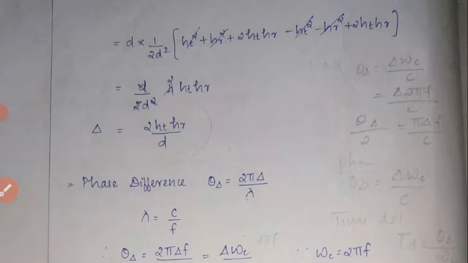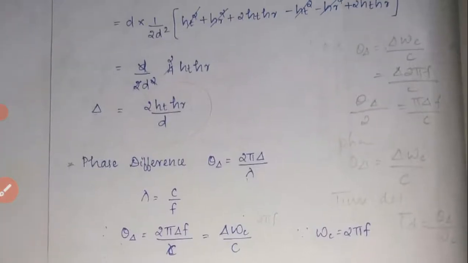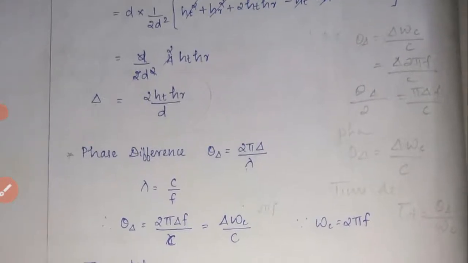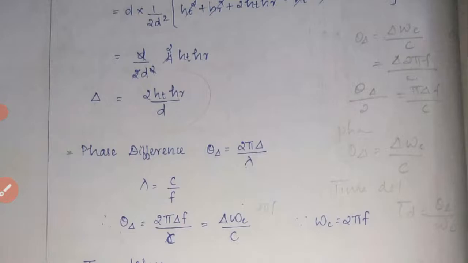Then we have to find the phase difference. We know theta del is the phase difference, and it can be represented as 2 pi del by lambda. Theta del is the phase difference, denoted by 2 pi del by lambda. What about the value for lambda? It is equal to c by f.